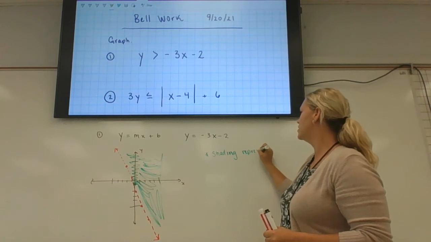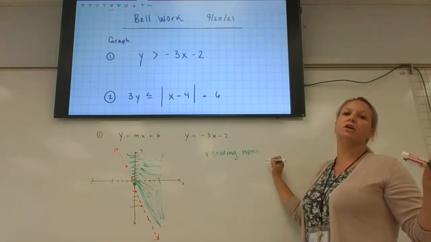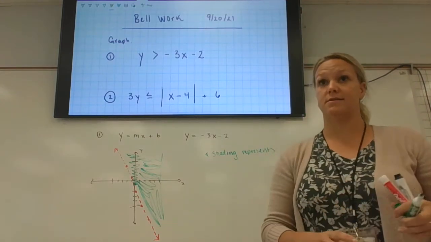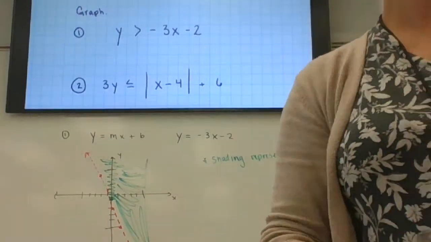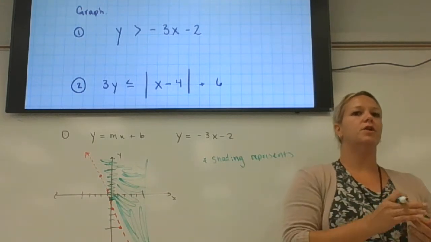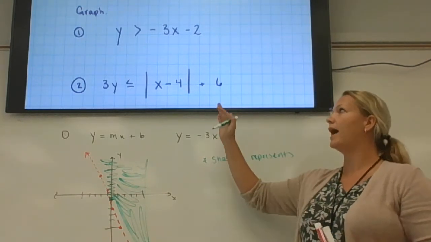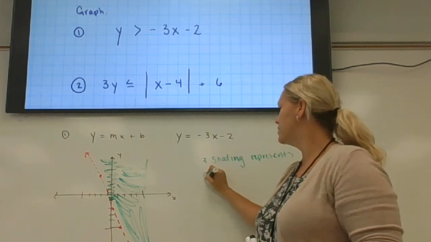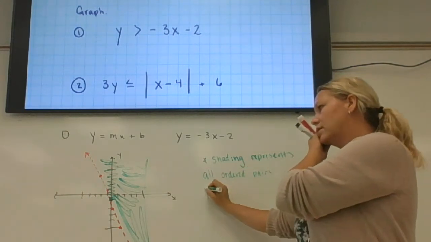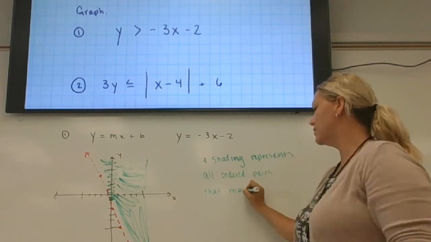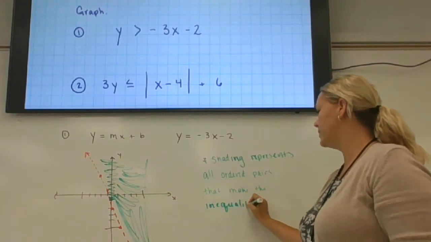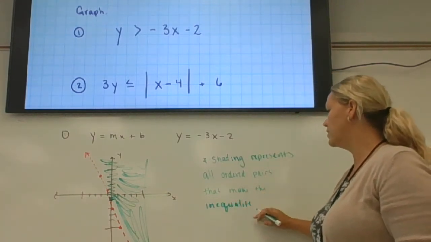You mean talking about number 2? Yeah, number 2 has to be changed before you graph. Does anybody know what the shading represents? Why are we coloring this? So the shading represents all ordered pairs that would make that inequality true. So the non-shaded part would be ordered pairs that would make the inequality false.